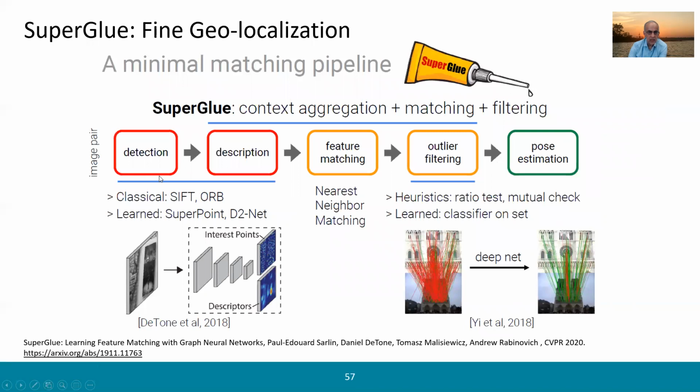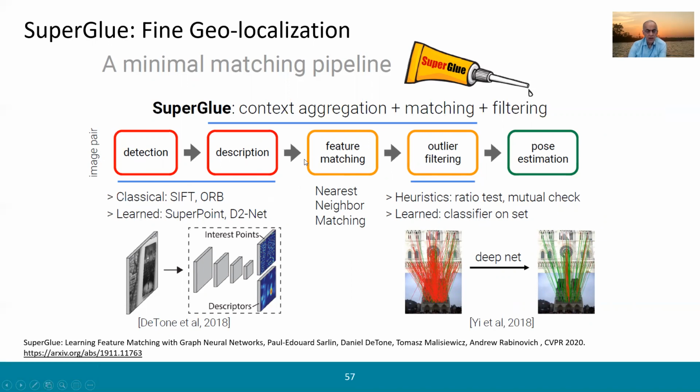So for the local matching, the typical steps are given by this row over here. You first do some detection of features from the image pair. You describe those features. Then you do some feature matching. Typically, people have used nearest neighbor, things like that. Then you do some outlier filtering, like people do ratio test, mutual check, or you can learn it. And then you do the final pose estimation.